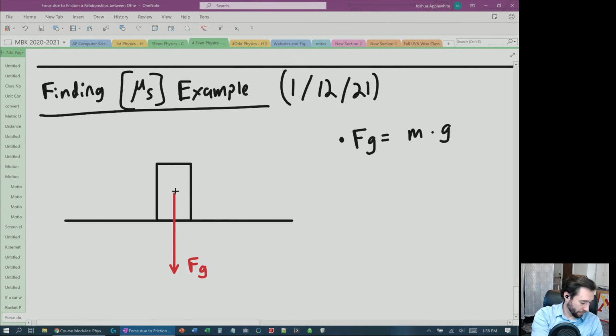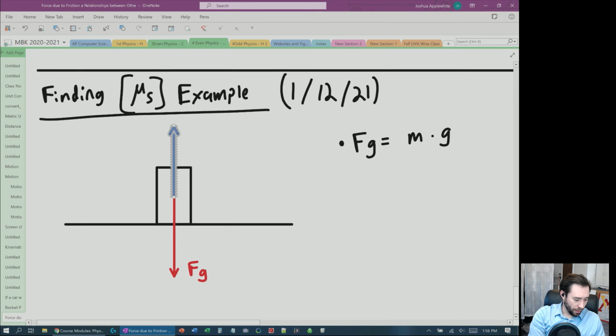Anybody? What's counteracting the force due to gravity? So just like we mentioned last time, or I don't know if it was last time or not. If I set a book on a table, what's preventing the book from hitting the ground?